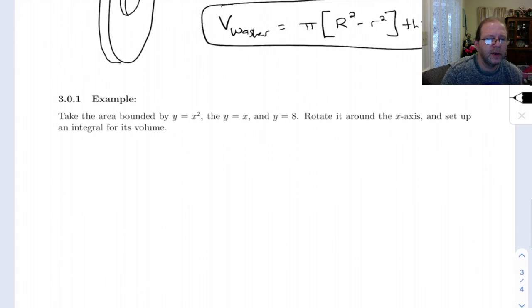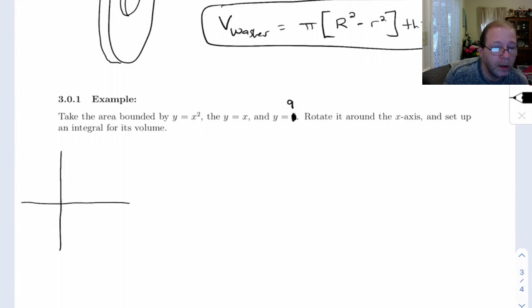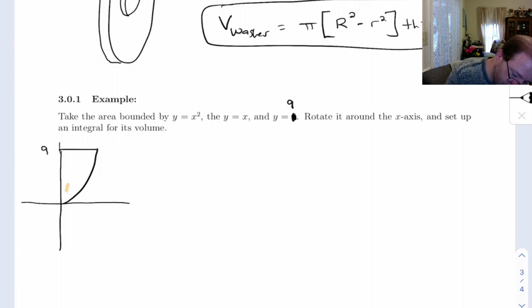So let's do an example. Take the area bounded by y equals x squared, y equals x, and y equals 8. Rotate it around the x-axis and set up an integral for its volume. Let's change this to 9. We want that to be a nice number. So y equals x squared looks like this. y equals 9 is this. So we're taking the same area as the one we had earlier, but this time we're rotating around the x-axis. So you rotate around the x-axis and you get this.